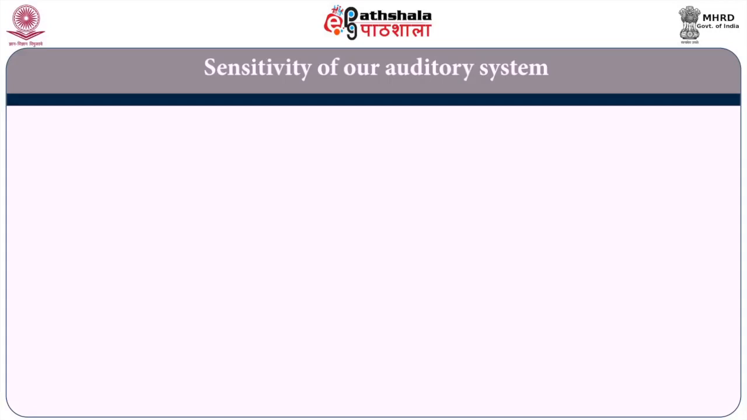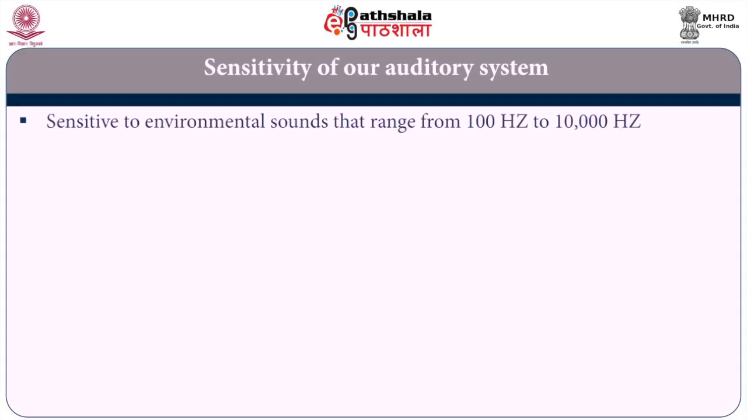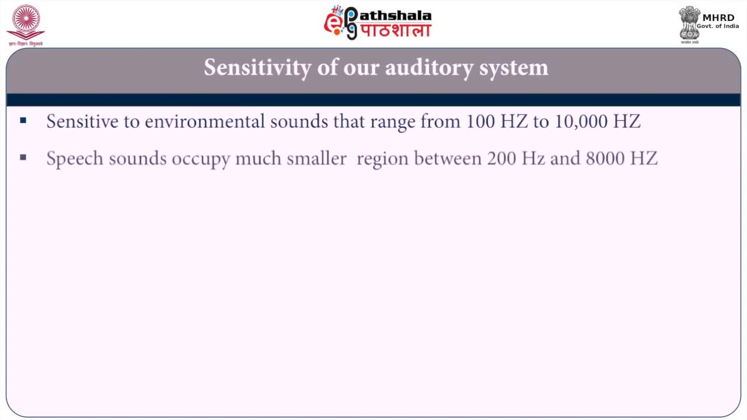So, we are able to differentiate, for instance, a car horn from a cycle bell, or even environmental sounds. Attaching meaning to the sound happens in Wernicke's area, which is in the temporal lobe. The main auditory cortex is in the temporal lobe. Basically, our human auditory system is very sensitive to a wide range of sounds, ranging from about 100 to 10,000 hertz. But today we are talking about speech perception.